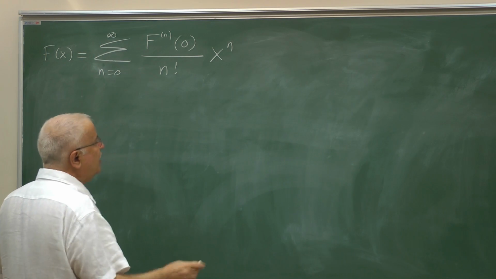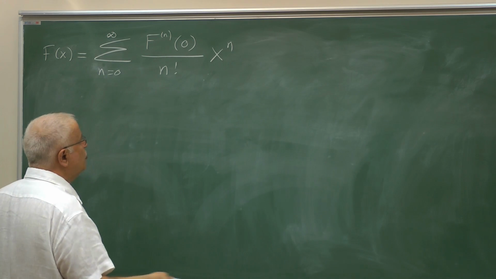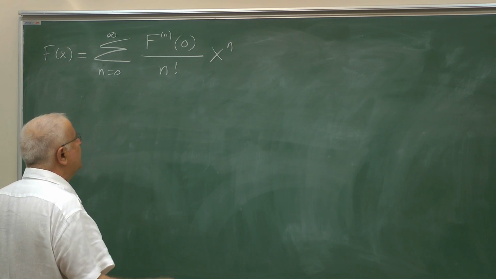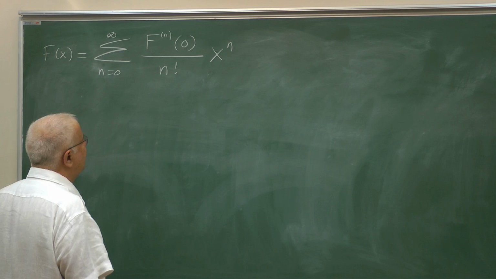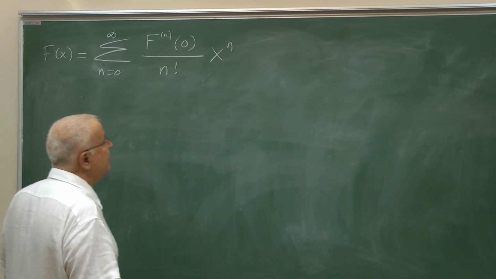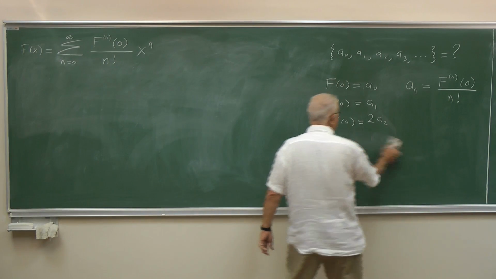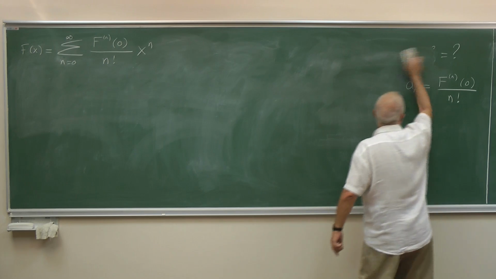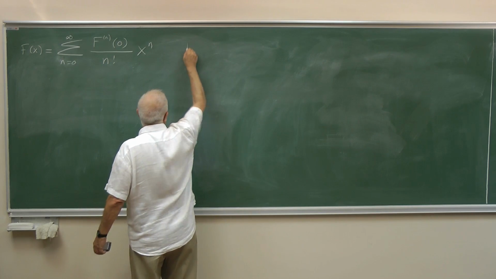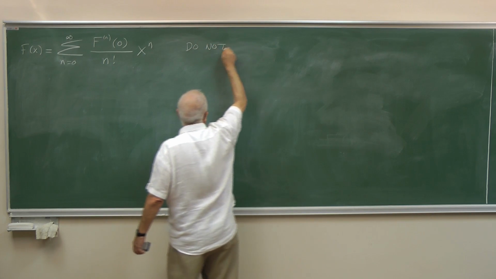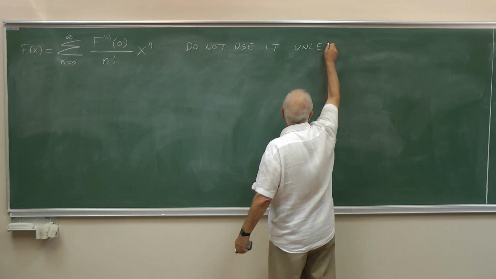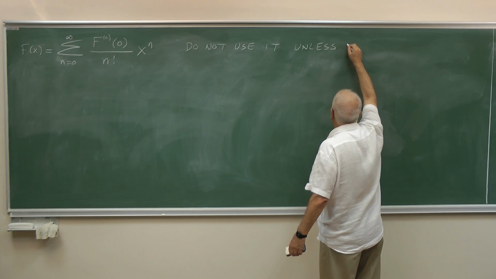Now, is this correct? Not quite, because we cannot use it for many functions that have peculiar properties. But still, it's a good start. But I'll say this is the Maclaurin expansion. And I will say do not use it unless really necessary.